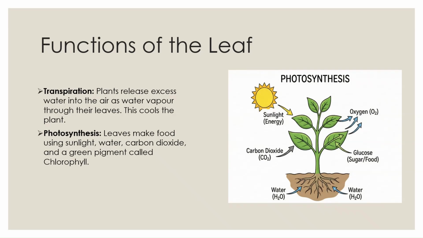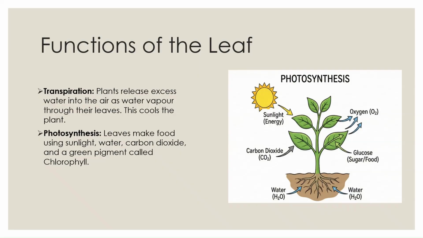What do leaves actually do? They have two superpowers. One is transpiration. Plants release extra water into the air as water vapor through their leaves. It's like the plant is sweating to stay cool. Second one is photosynthesis.